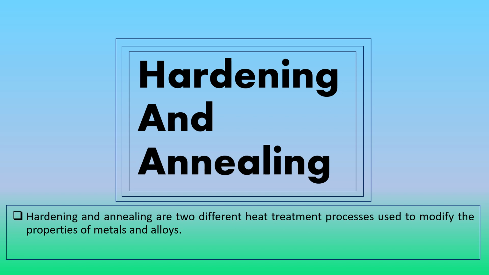Hello, everyone. Today I am going to explain what hardening is and what annealing is. Hardening and annealing are two different heat treatment processes used to modify the properties of metals and alloys.